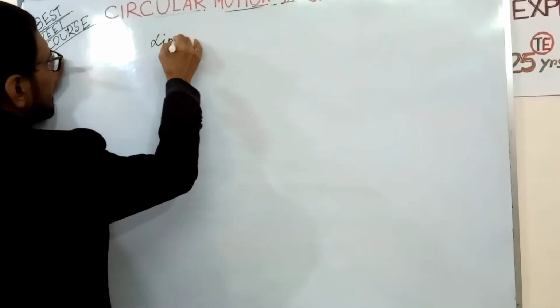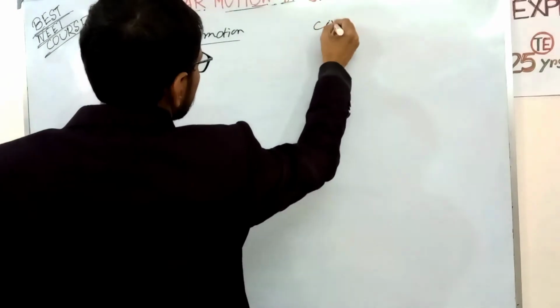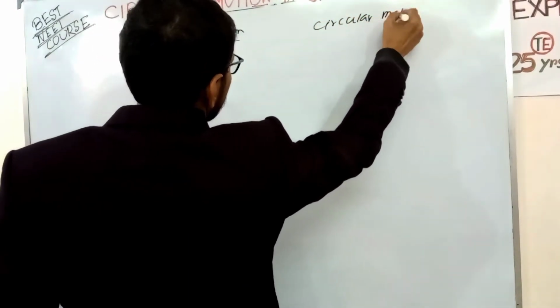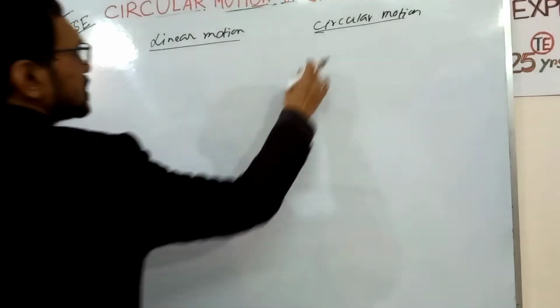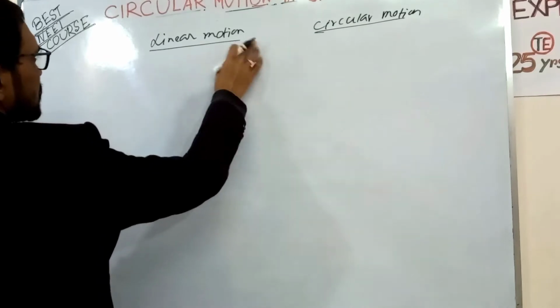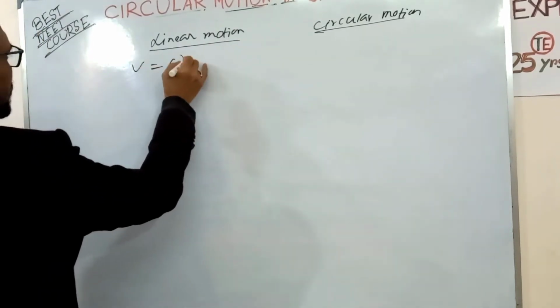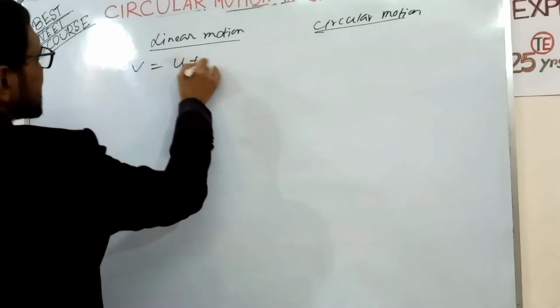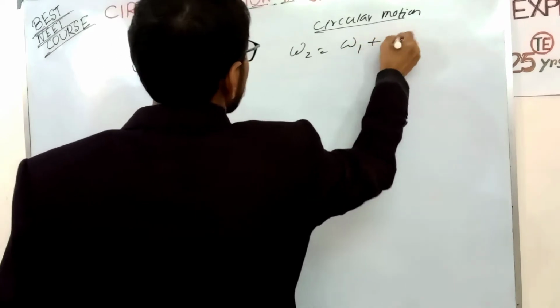Linear motion and circular motion. So study the equations of circular motion by comparing with the equations of linear motion. Suppose v equals u plus at. So here the equation is omega t equals omega 1 plus alpha into t.